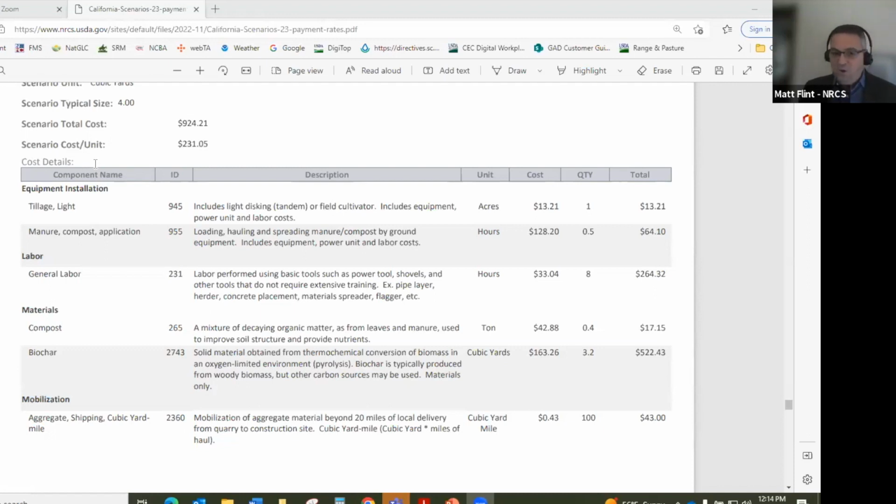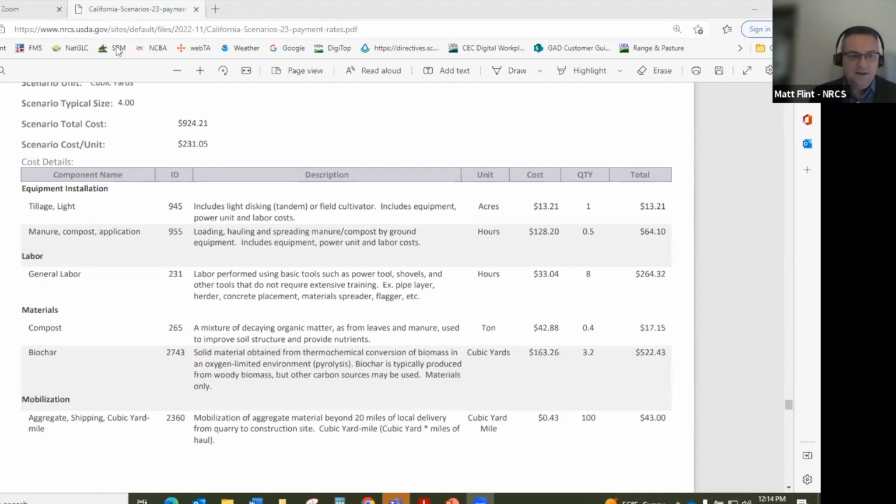Probably more detail than you wanted to know, but as producers or vendors or perhaps purchasers of this material or users of this conservation practice, it may be important to know about payment rates. And that website again is public facing. You can see the lists of scenarios and the rates they pay on a state by state and program by program basis, but you can also take a look behind the curtain to see how the rate was established.